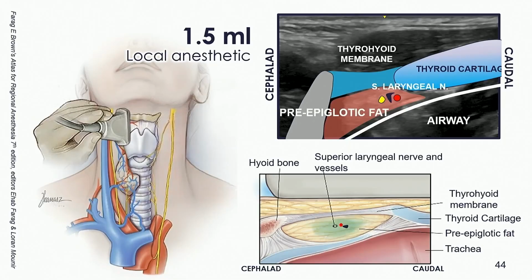And here also, this visualizes the thyroid cartilage, hyoid, and the thyrohyoid membrane. We're just injecting here beneath it. It can be blocked very easily.